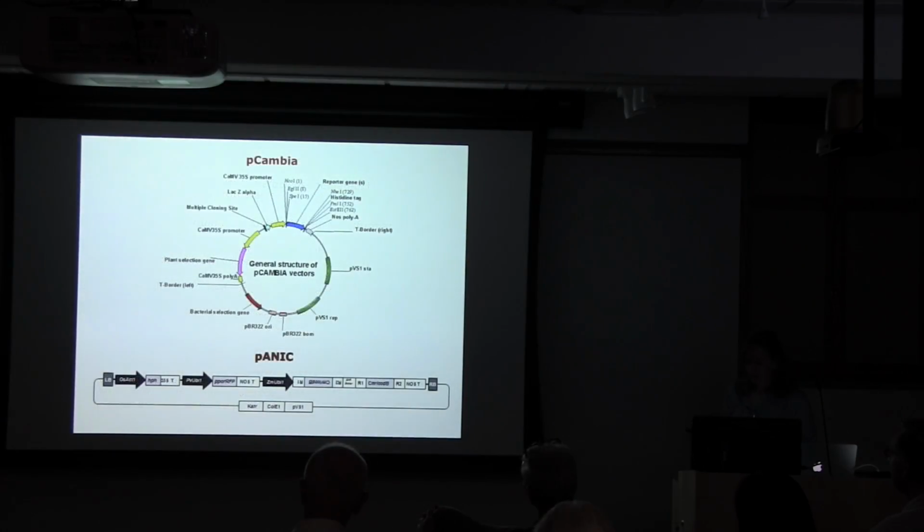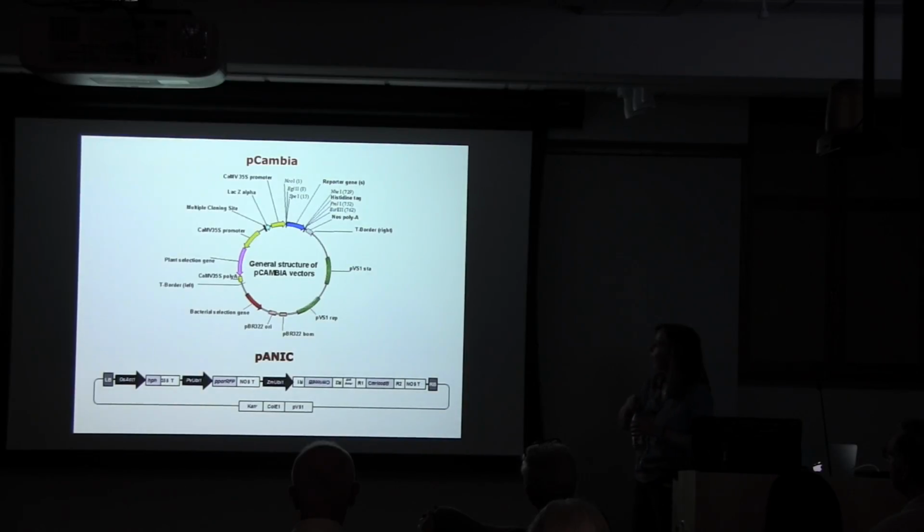Okay, so for vectors. These are some examples of vectors. The pCAMBIA one is a more complicated diagram. It's showing the restriction enzymes that can be used for cloning.